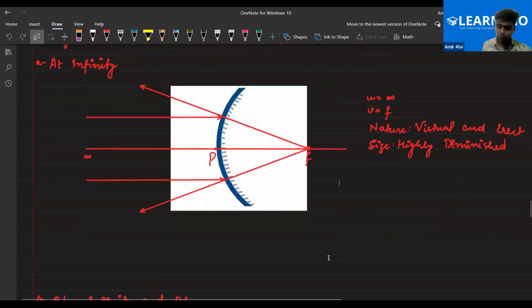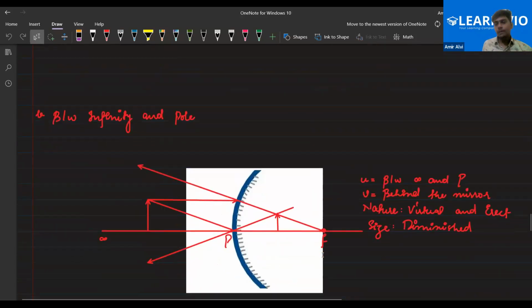Okay, the last case, the second case, is between infinity and the pole. It means that wherever you place the object between infinity and the pole of the convex mirror, the image formed will be virtual, erect and diminished in size. The image formed will be between the pole and the focus of the mirror. So when you first raise a ray parallel to the principal axis, it will get diverged.